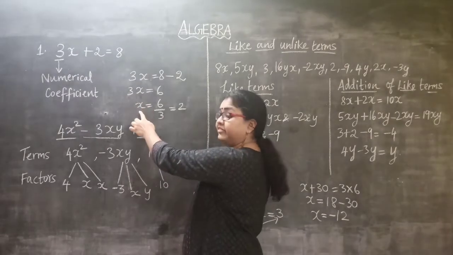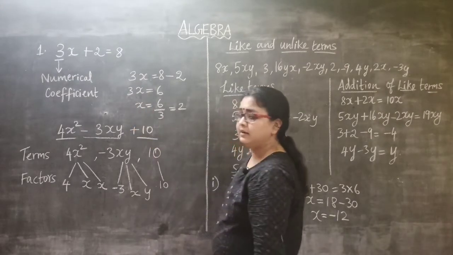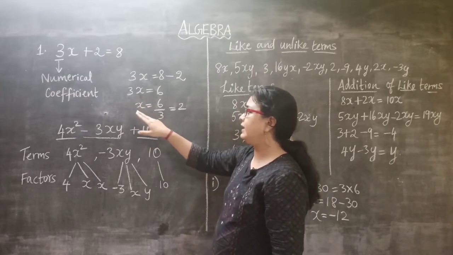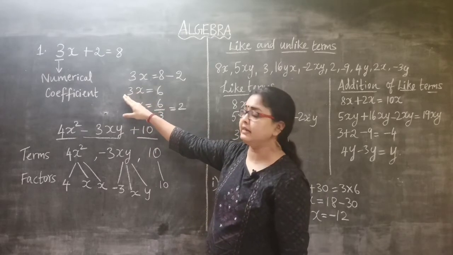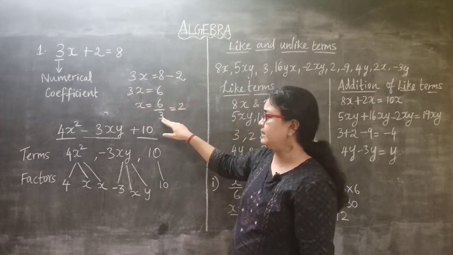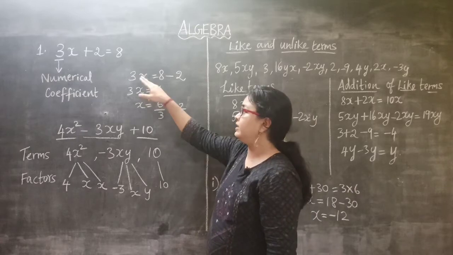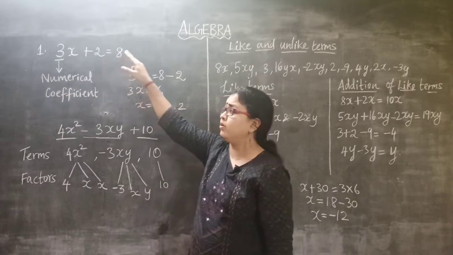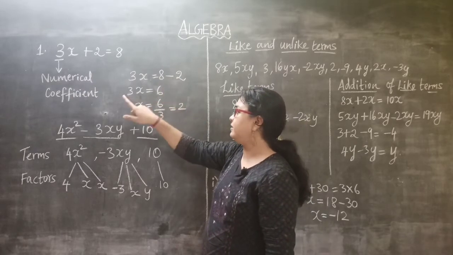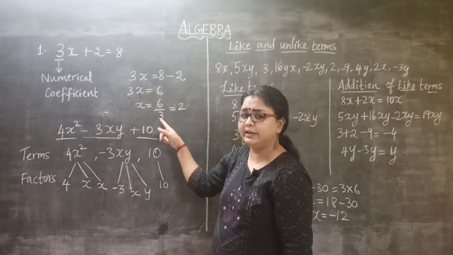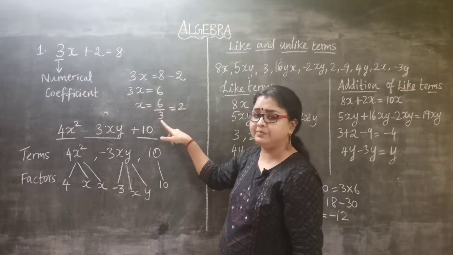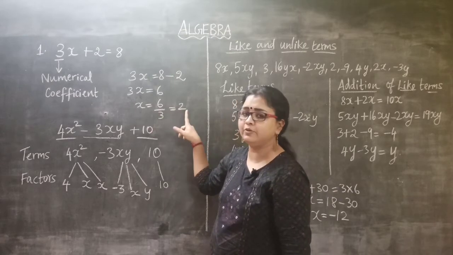So x, the variable alone, should be kept on the left hand side of the equal to symbol, and this 3 is with the multiply sign. It comes along with multiplication, but when it goes to the right hand side it turns into division. Just as positive went to the right hand side as negative, that is subtraction, here multiplication will turn into division. So x is equal to 6 divided by 3, which is 2. So the x value is 2 here.